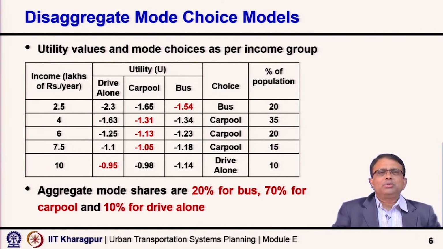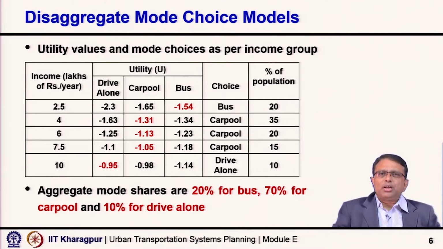So, we calculate the utility and as per utility maximization, although in this context all are disutility. So, as per the utility maximization principle, the least negative value is for bus, or we can say utility is maximized by use of bus. So, for this person or for people belonging to this particular income group, choice is going to be the bus and we know that 20% of the overall population who are belonging to this particular income group will then use bus.